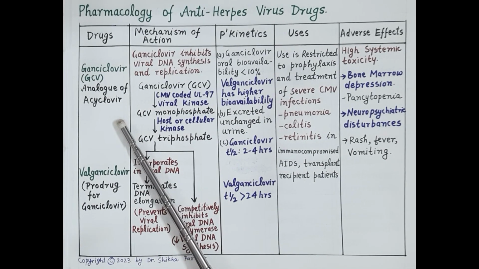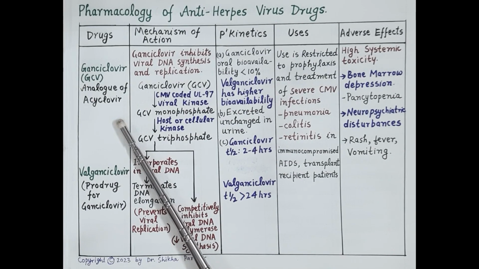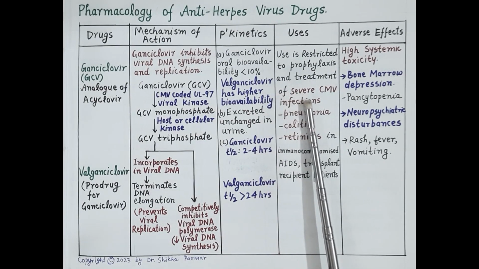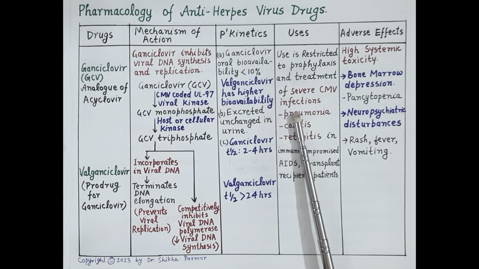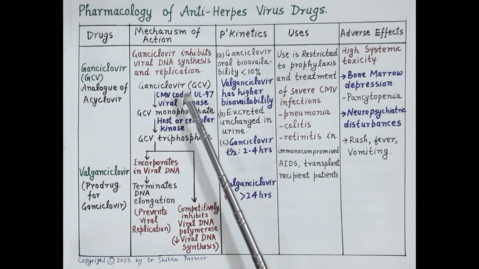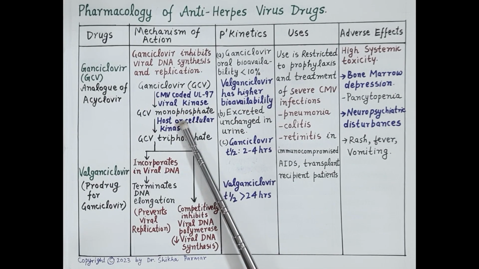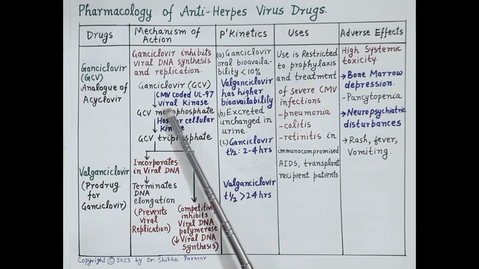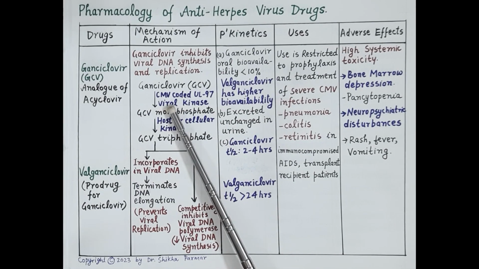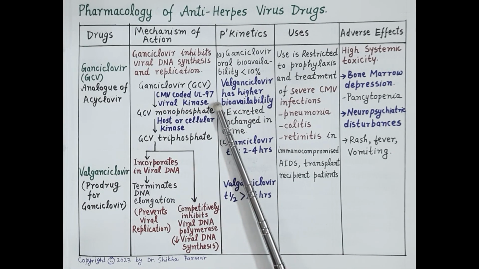But because of its high toxicity, its use is restricted for the treatment of severe cytomegalovirus infections. So now Ganciclovir is phosphorylated to Ganciclovir monophosphate by cytomegalovirus coded UL97 viral kinase.